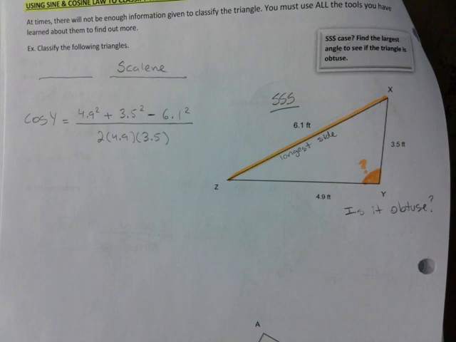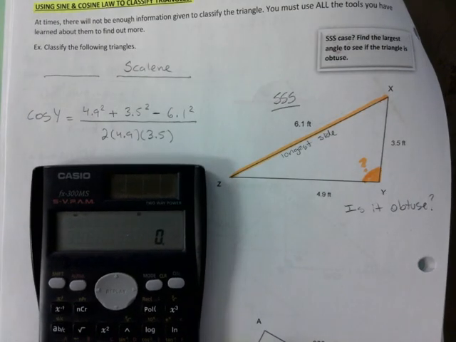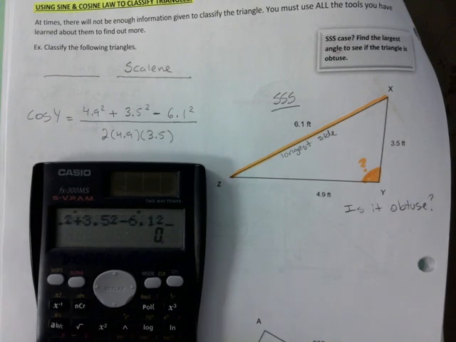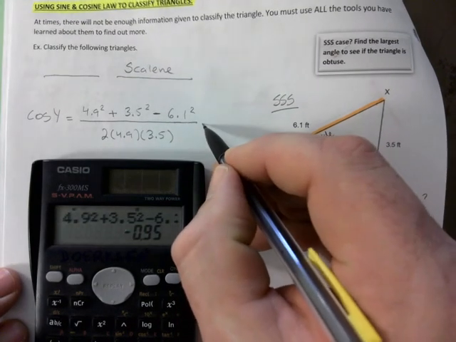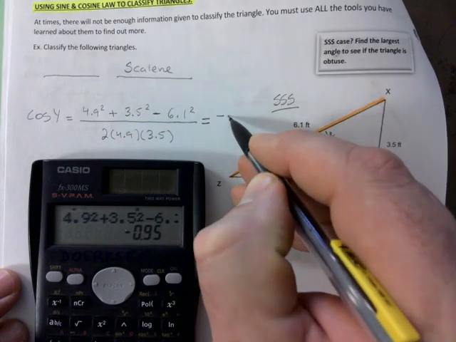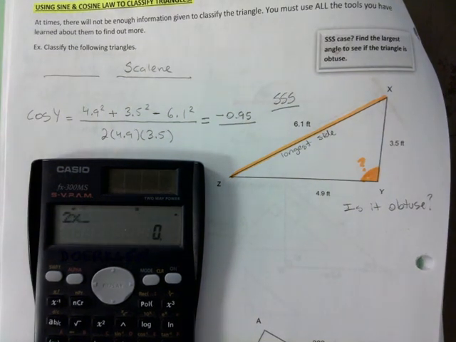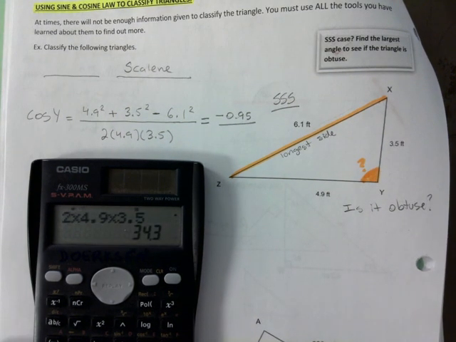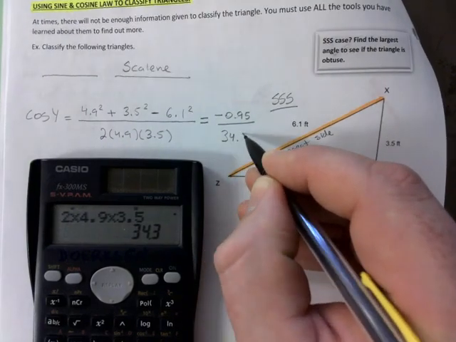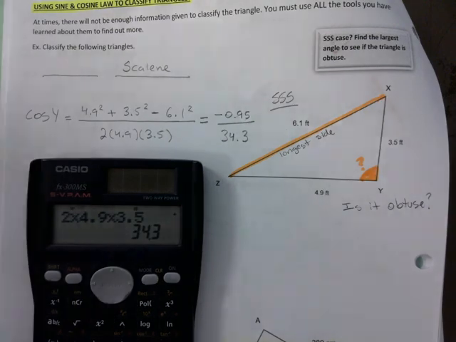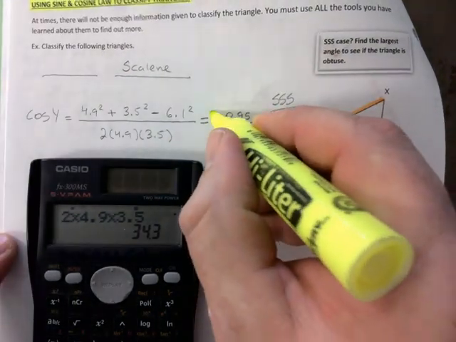Grab your calculators and do some typing away here, just to stay awake, right? Okay, so when I enter the top, I get negative 0.95. Anything stick out there with your answer? When you do the top, it should be something that sticks out to you, Faith. Exactly. Yeah, it'll be obtuse, it'll be greater than 90 because of that.